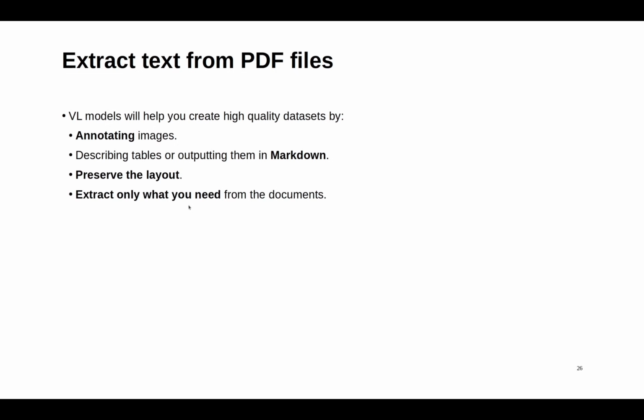We can extract only what we need from the documents. So for example, if you want to extract, let's say, just the titles or some keywords from the documents, you can write a prompt that will instruct the model to look just for those values and ignore everything else. The most important thing is that these models can handle scanned documents. If you try to use PyMuPDF, the output will be an empty string. There are other OCR solutions, but they don't perform as well as the vision language models.